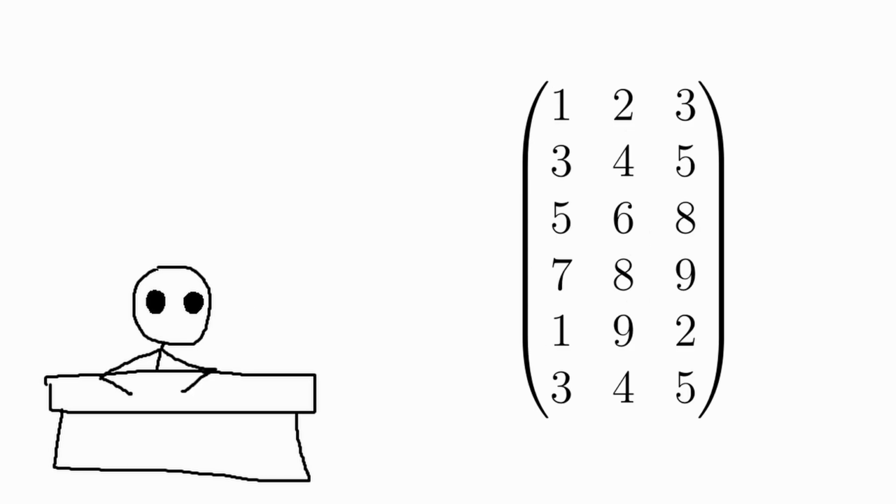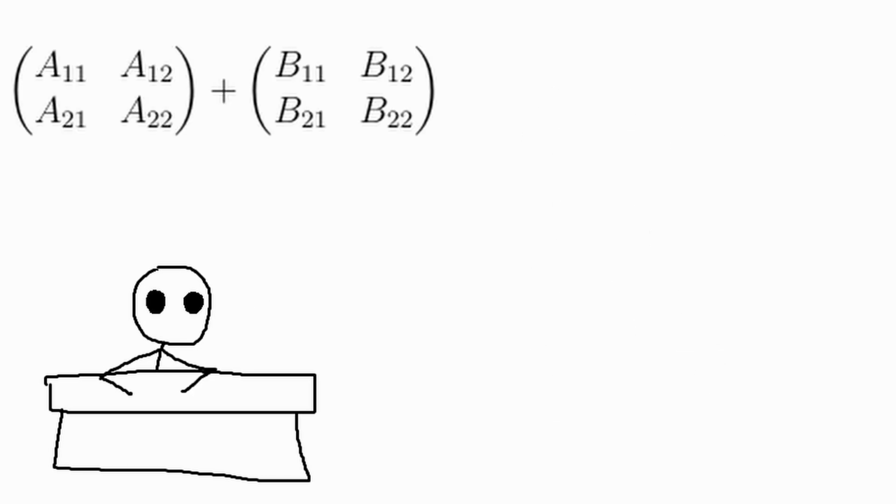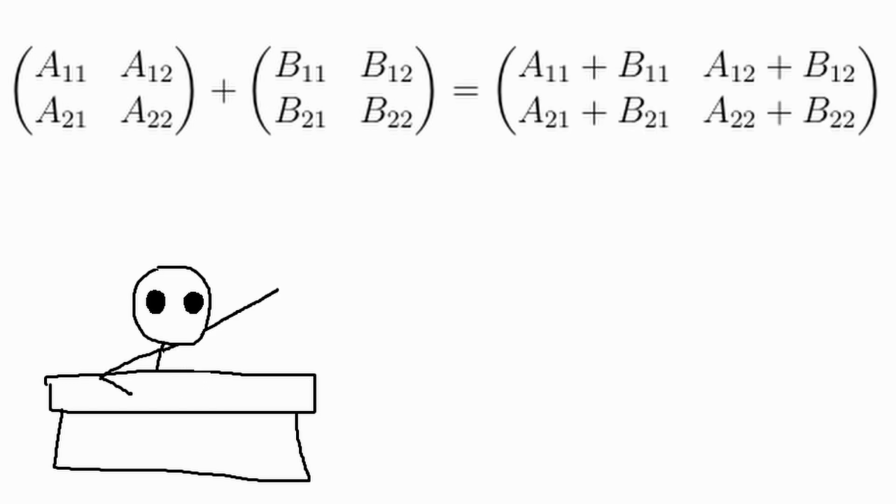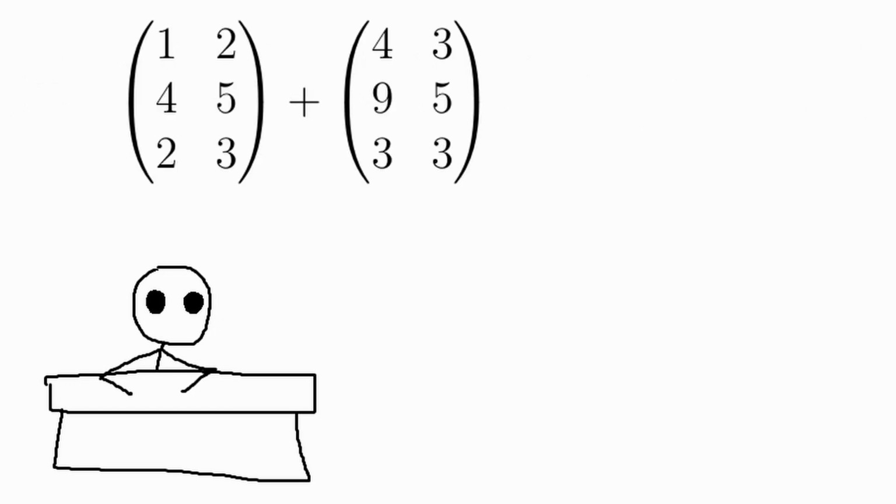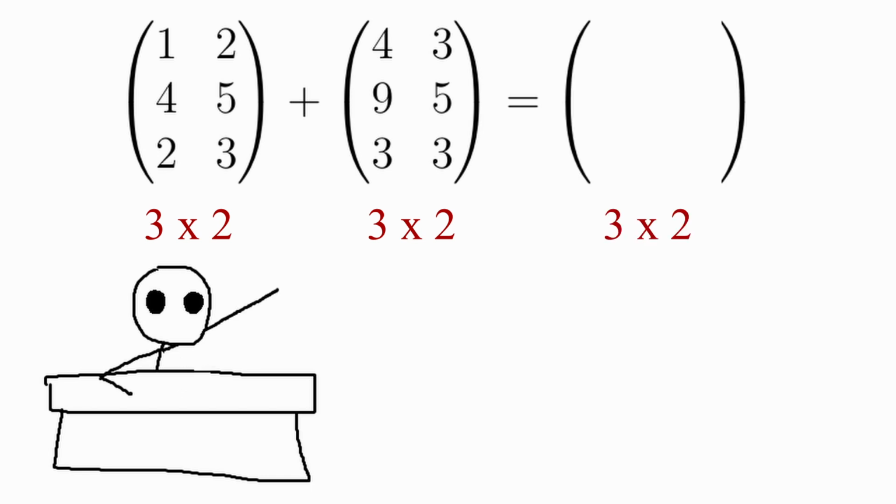of rows and columns. Adding and subtracting matrices is really easy. They just have to be the same size, and you just add element by element. Let's add together these two matrices as an example. So this first matrix is a 3 by 2, and the second one is also a 3 by 2. Therefore, we can add together these two matrices, and the result will also be a 3 by 2 matrix.